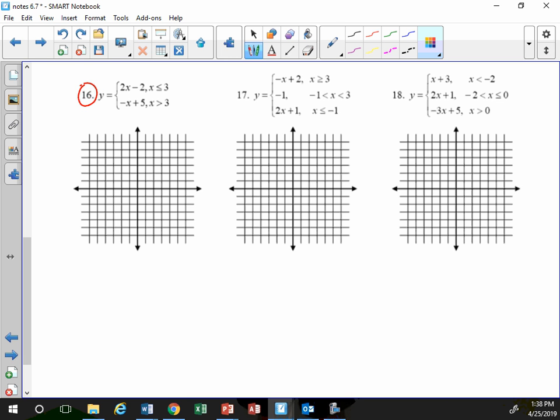All right, so I would start with the x value of 3. When I plug it in, I get 4, and it is a filled in dot. Then it says less than 3, so I'm going to pick something smaller than 3. I'll pick 2. That gives me 2. And I go that way.